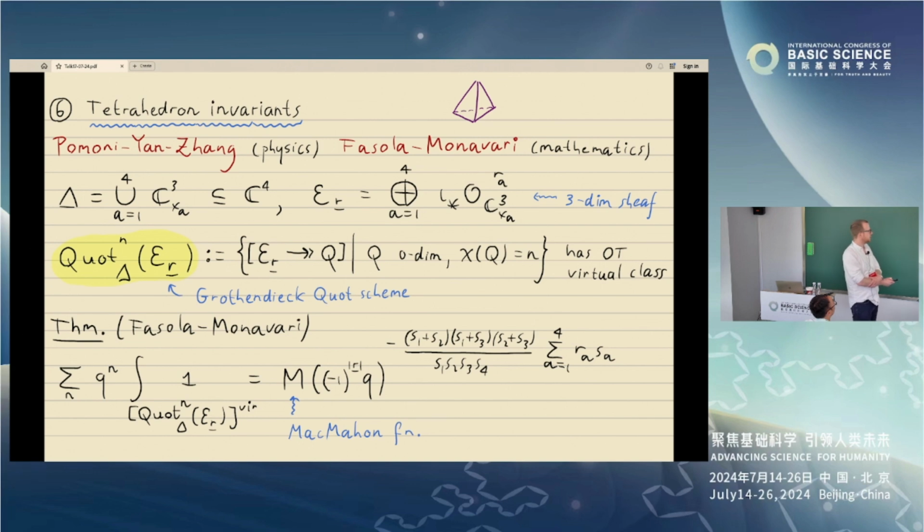What Cao-Kool-Monavari show is that this has an O-Thomas virtual class. There's a big torus action here as well, and what they do is they put the equivariant degrees of the virtual class into a generating series, and they prove that it's the MacMahon function of a sign times q to some equivariant power, minus s1 s2 plus s3, s1 plus s3, over s1, s2, s3, s4, as we saw in the Hilbert scheme case, times the sum over a of r_a s_a.